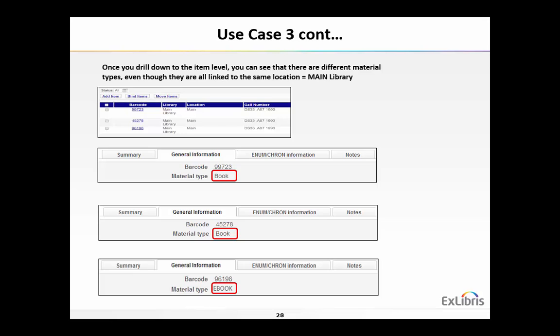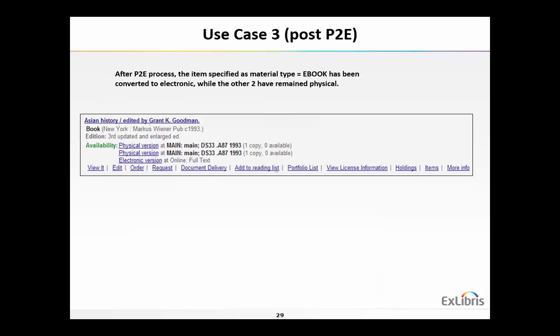As the P2E process for resources originating from Aleph allows for conversion based on material type as well, just the item with material type ebook will be converted to electronic, while the other 2 will remain physical. And this is how the record will look in Alma once the 2-tier P2E migration process has been implemented.